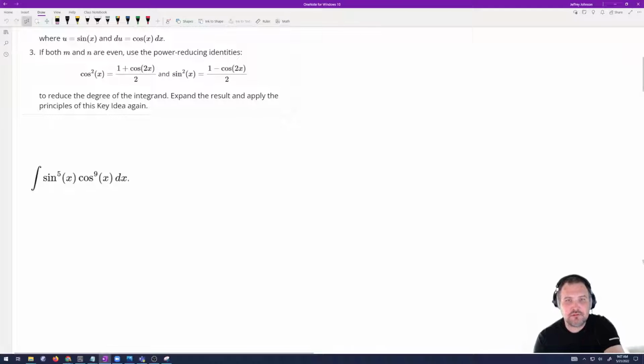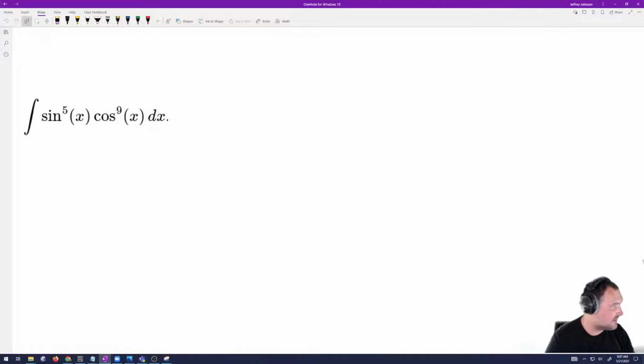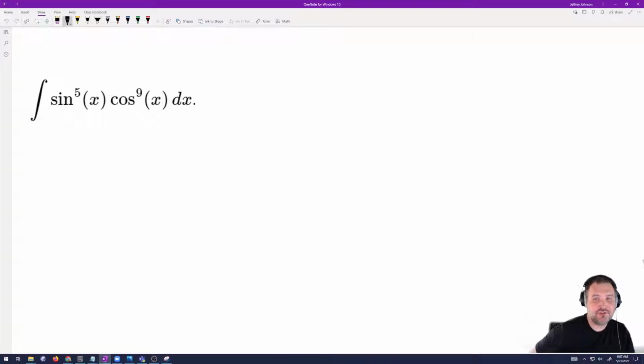All right, so what if we're presented with a function like this? We can see that the power on the sine and the power on the cosine is odd, so we can simply go to the recipe. But the whole idea here is we want to use u substitution at some point. That's the overriding goal: we want to use u substitution where u is equal to sine or u is equal to cosine. Why is that good? Because if u is equal to sine, then du is equal to cosine dx. So that helps us get to a place where we can use substitution.